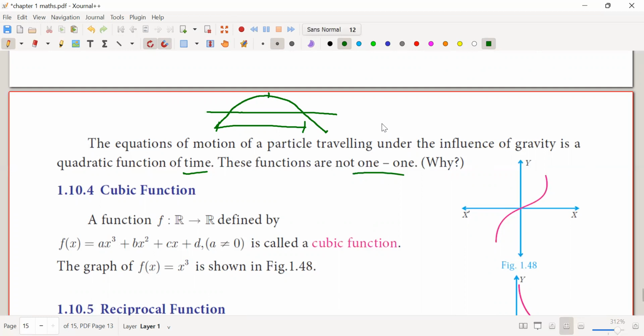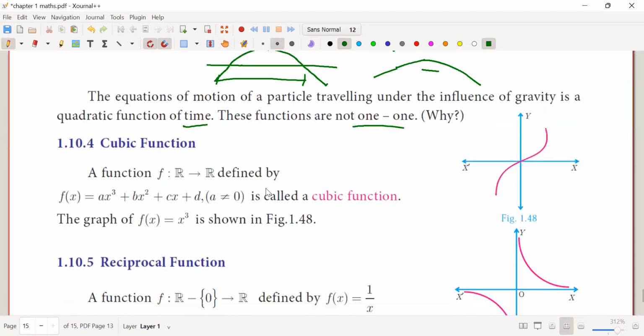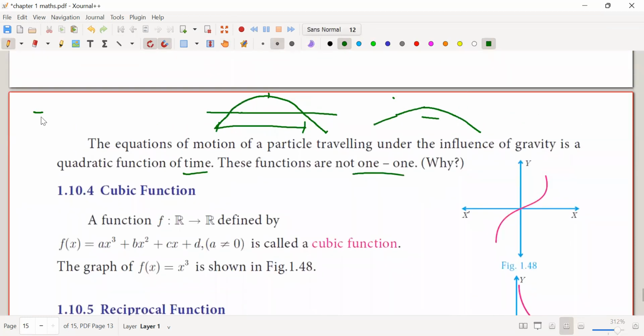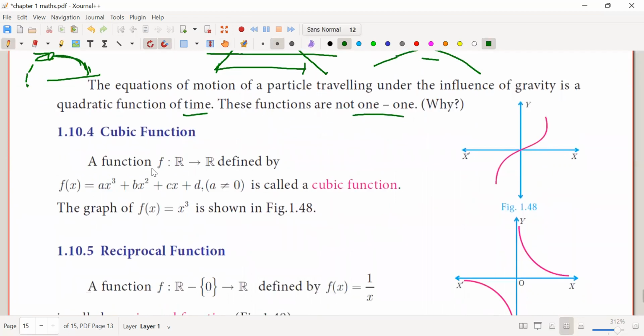If a person is playing badminton, he puts the cork here above the net, and automatically it goes and falls. So this is a quadratic equation only. All right. If I'm opening a pipe, water is flowing. This is also a quadratic function. It will be a quadratic function. All right. So this is what it's all about.